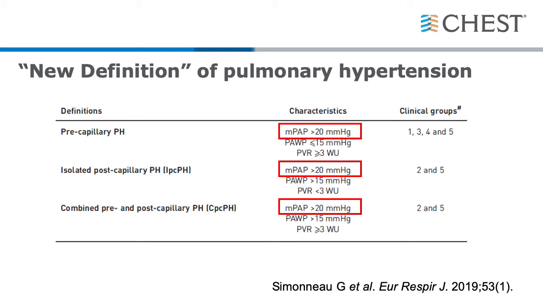Other things about the definition have not changed, though. The threshold of pulmonary vascular resistance required for the definition of precapillary pulmonary hypertension remains at 3 Wood units. And the pulmonary capillary wedge pressure threshold that differentiates pre- versus post-capillary pulmonary hypertension also remains the same at 15 millimeters of mercury.